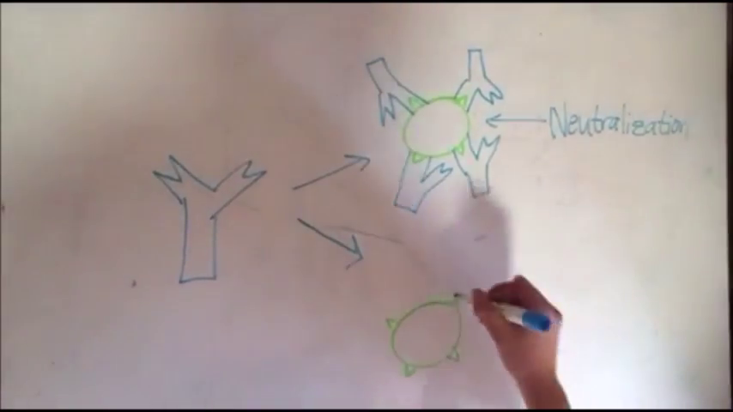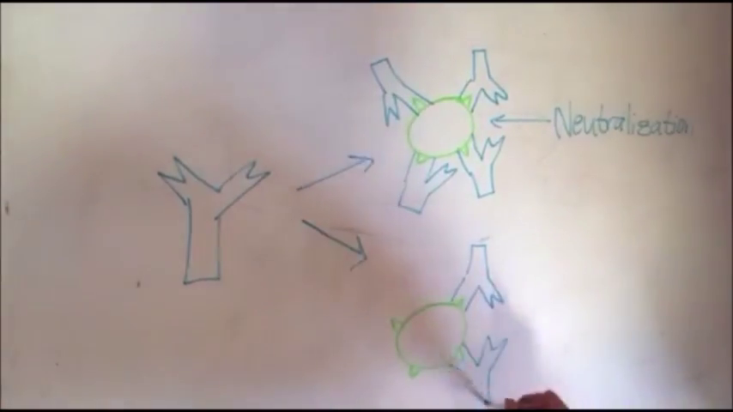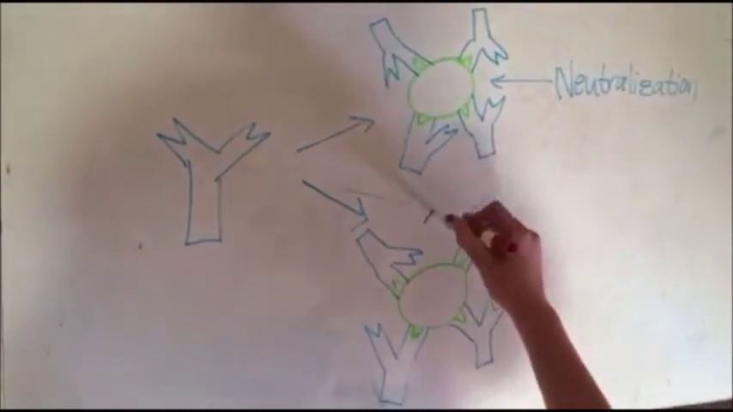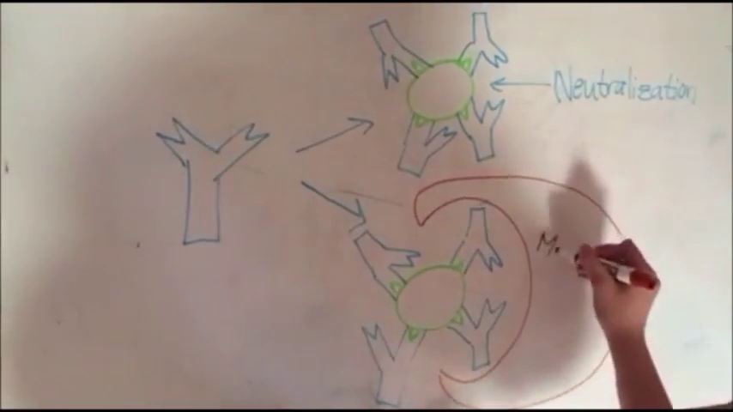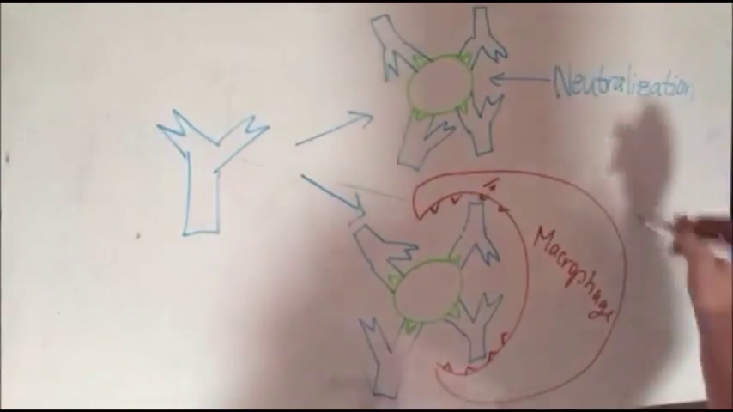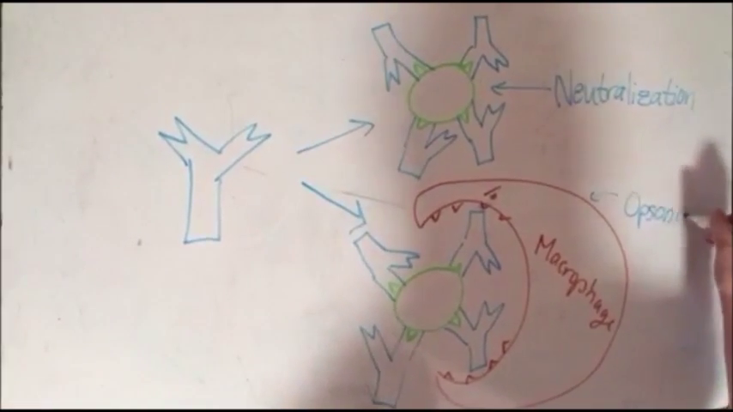In opsonization, antibodies bound to the pathogen mark it for destruction by phagocytes. In this case, the unbound branches of the antibodies are recognized by receptors on the surface of the macrophage, allowing it to engulf and destroy the pathogen.